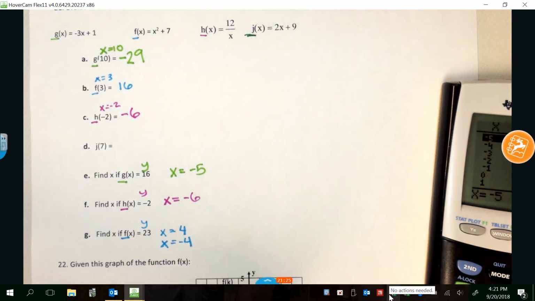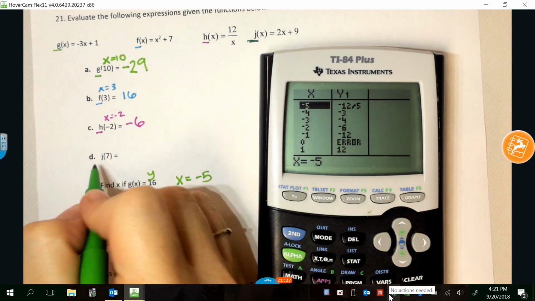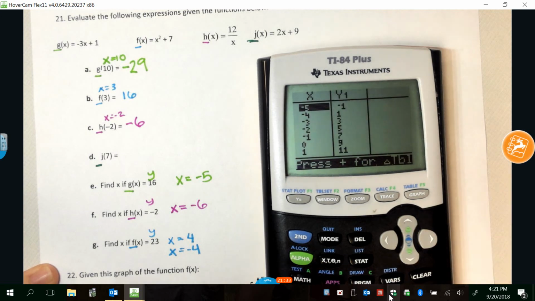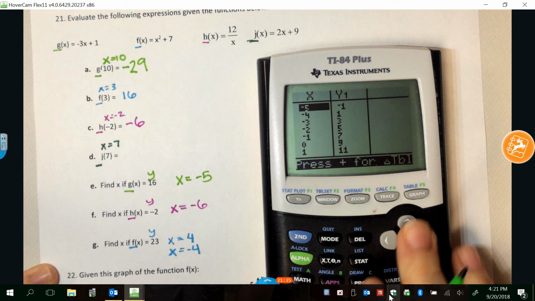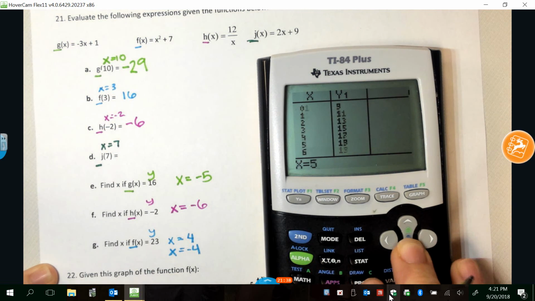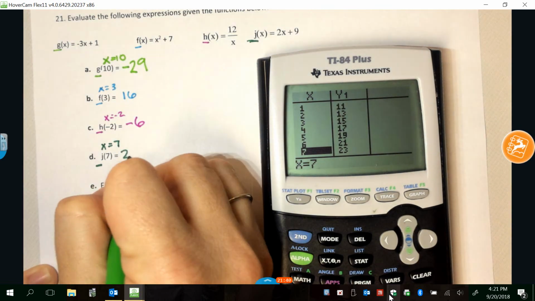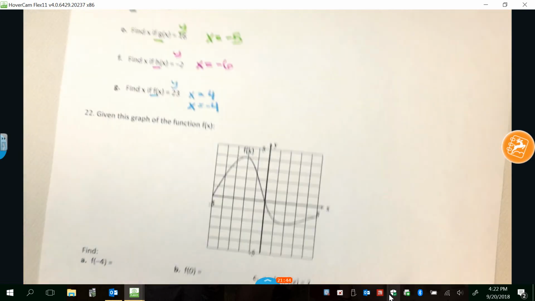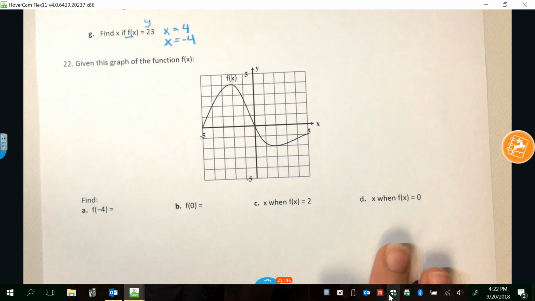J, okay, 2x plus 9 is only one problem. So 2x plus 9, second graph. I'm looking for where x is 7. So x is 7 right here, and y is 23. Okay, so that's those. Last one, some of y'all are getting a little messed up with these as well.